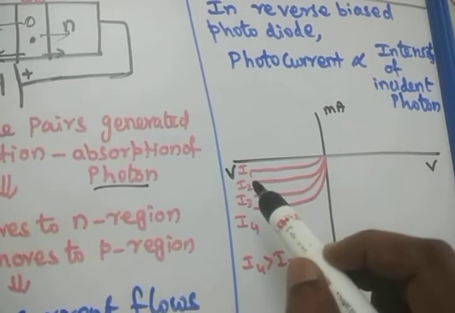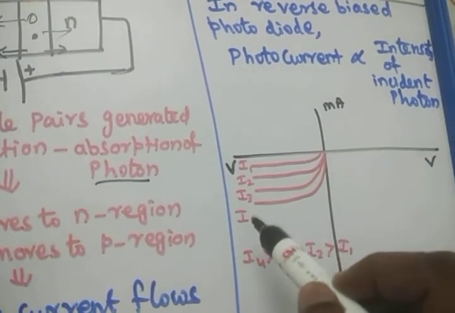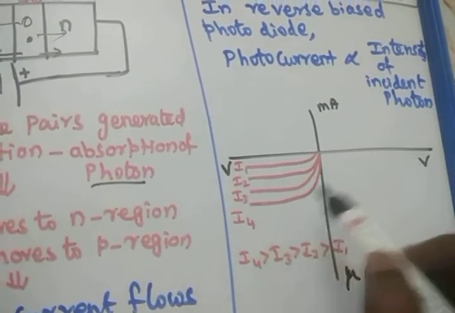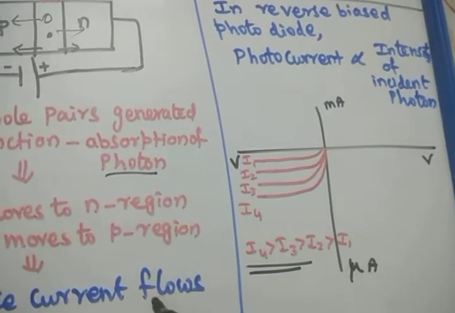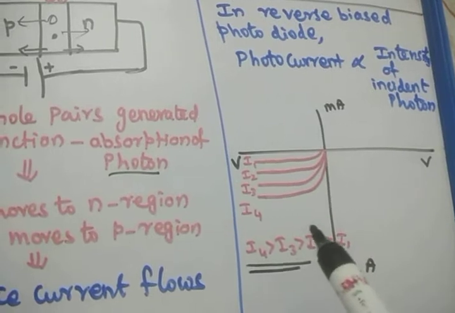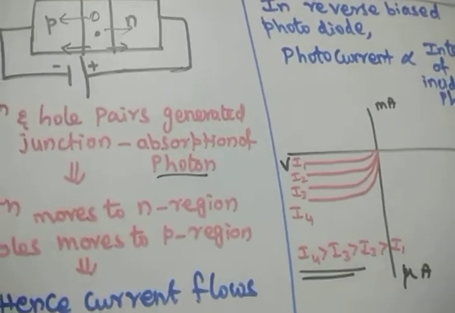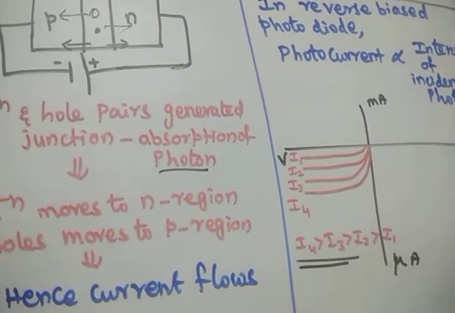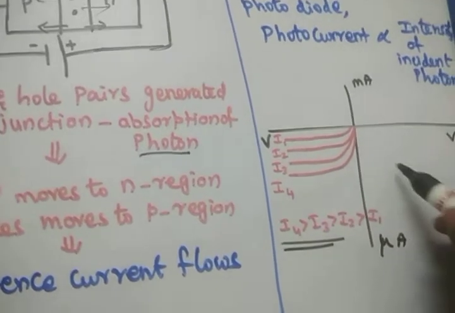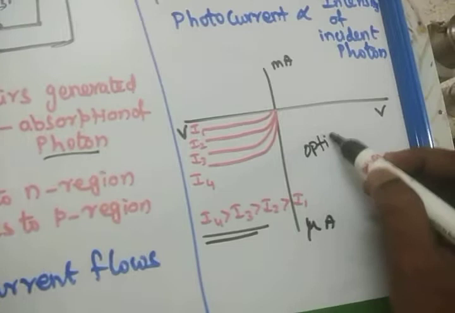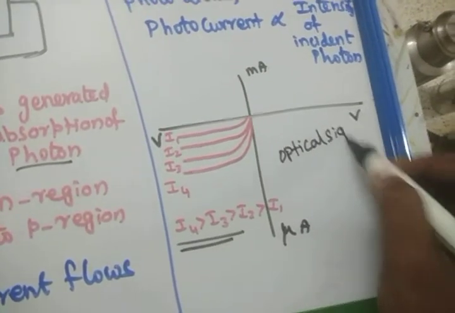Here it shows intensity 1, 2, 3, 4. As the intensity increases, the reverse current also increases, and that is shown in this graph. This is the VI characteristics of the PN junction photodiode. This photodiode is used for detecting optical signals.